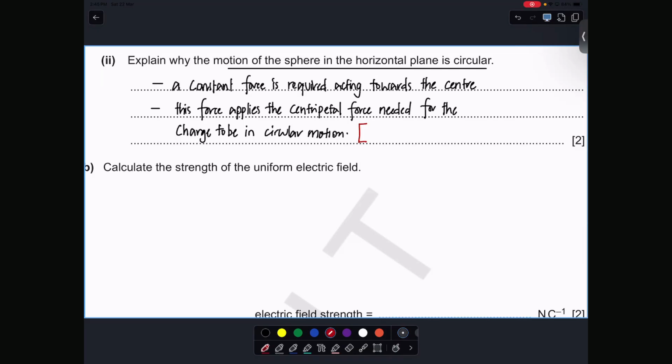The particle in a circle is continuously changing what? Direction. That continuous change in direction results in a continuous change in velocity. The change in velocity leads to what? An acceleration, which acts towards what? The center. And to provide this acceleration, a force is required to act which way? Towards the center, which is referred to as what? Centripetal force.